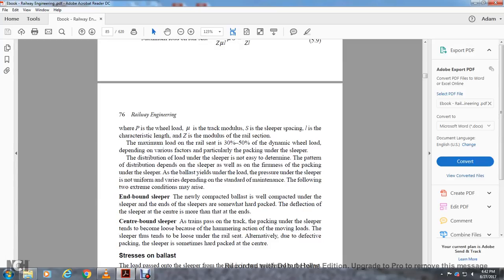Maximum load on the rail seat is 30 to 50% of the dynamic wheel load, depending on various structural factors, particularly the packing under the sleeper. The distribution of the load under the sleeper is not easily determined. The pattern of the distribution depends on the sleeper as well as the firmness of the packing under the sleeper.